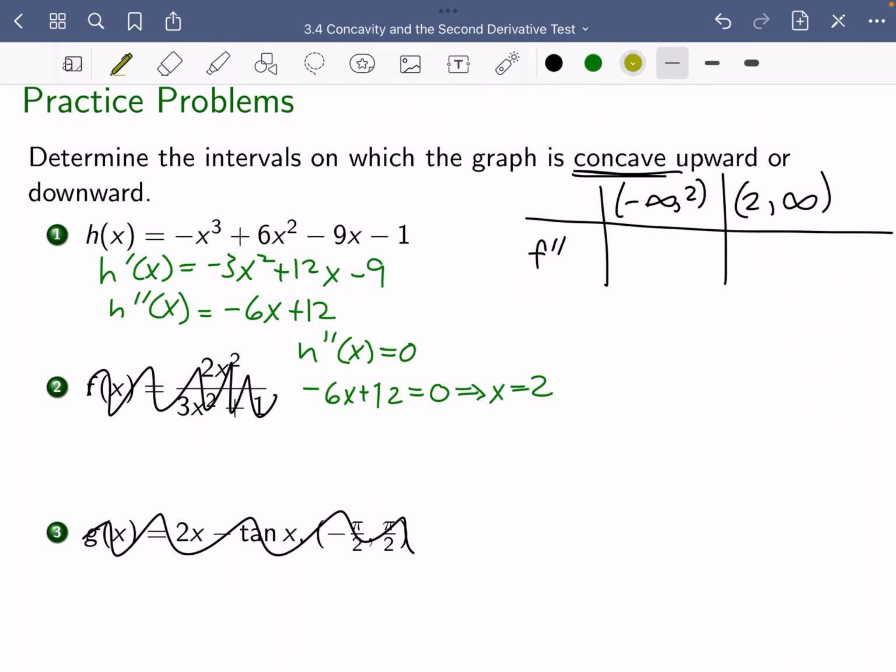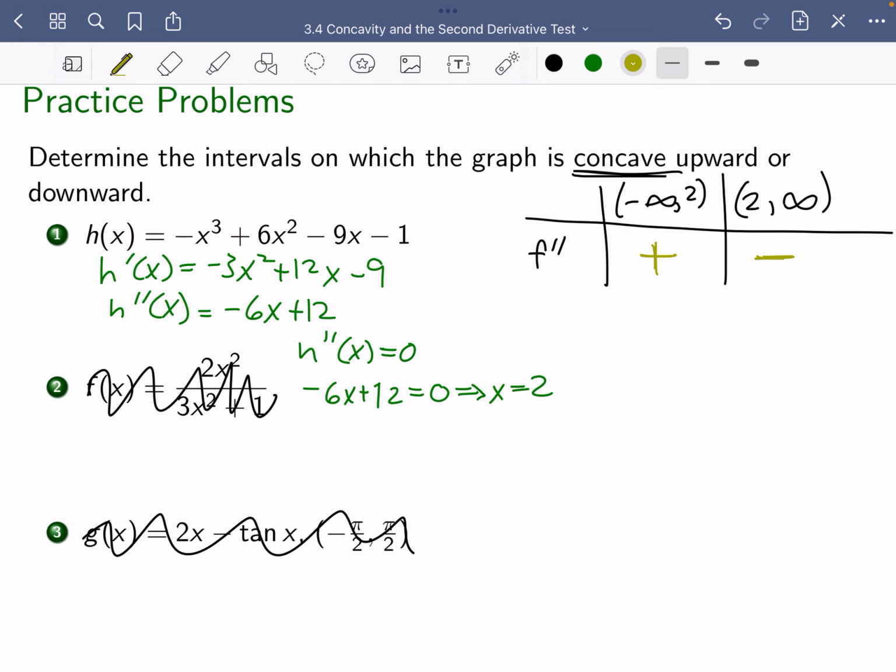We need to plug in some value between negative infinity and 2, so like 0. We are plugging that into the second derivative. If you plug in 0, you'll get positive 12. All I care about is the sign on that, so we get positive. If we plug in something larger than 2, like 10, negative 6 times 10 is negative 60 plus 12 is some negative value. What negative value? Doesn't actually matter. You just need to observe that it's negative.